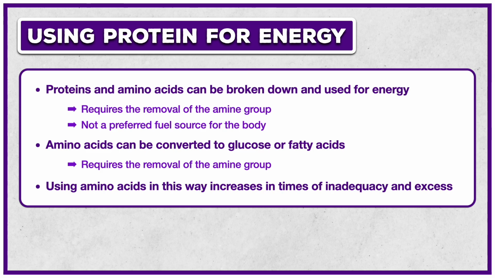Using amino acids in this way increases in times of inadequacy and excess. For instance, if there's inadequate carbohydrate intake and the blood glucose level drops, the body can convert the available amino acids to glucose to bring it back up. Or, if the availability of amino acids far exceeds the body's ability to use them for protein building or energy, it can convert them to glucose or fatty acids and store them for later use.